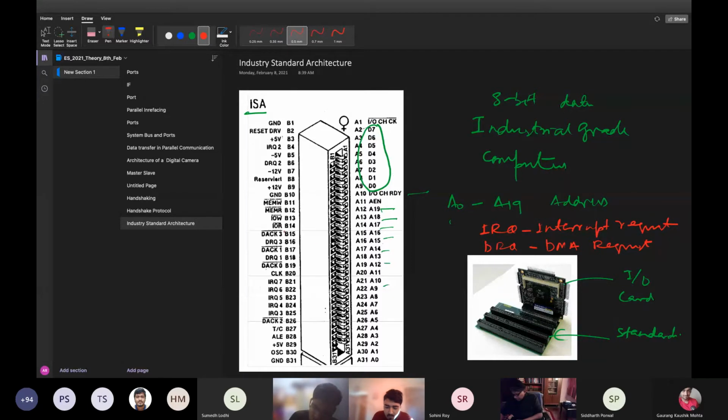Then this is called DMA acknowledge. DAC means DMA acknowledge. Please write it down, all of you. Then ground is there. Then the power supply must be there somewhere, plus 5 volt. There is an oscillator. So these are the standard signals of an 8-bit standard bus.